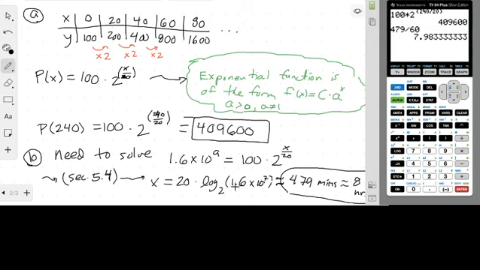Okay. Let me make sure. All right, so we checked our answer. I think this is right. So let's check to see that it actually solves the problem. We can do that with our calculator again. If we take 100 times 2 to the power of 479 minutes divided by 20 minutes, that's all the exponent, you should get 1.6 billion. 1, 2, 3, 4, 5, 6, 7, 8, 9. Yep, 1.6 billion. Okay, good.